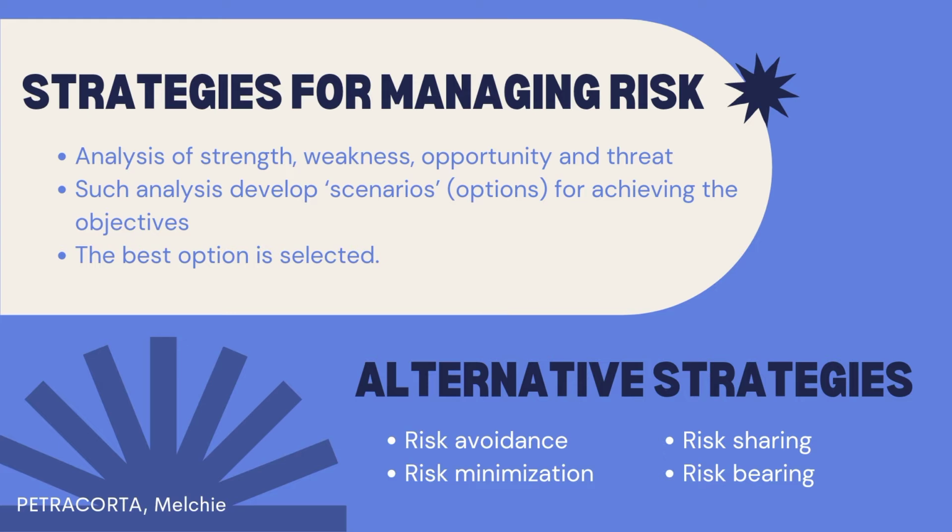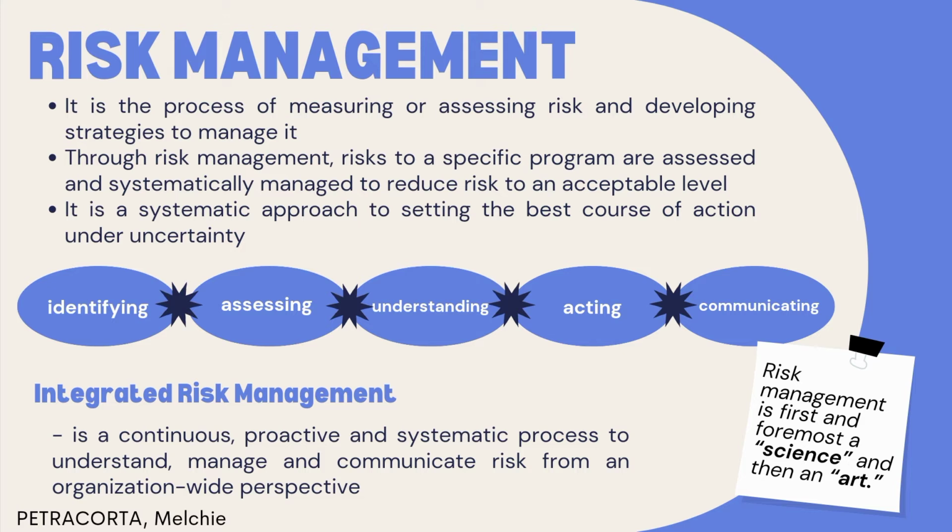So in order for companies to eliminate or reduce the impact of risk, companies must manage them. So what is risk management? Risk management is the process of measuring or assessing risk and developing strategies to manage it. It is a systematic approach in identifying, analyzing, and controlling areas or events with a potential for causing unwanted change. It is through risk management that risks to a specific program are assessed and systematically managed to reduce risk to an acceptable level. Basically, it is the act or practice of controlling risk. So, risk management is a systematic approach to setting the best course of action under uncertainty by first identifying the risk that the business is exposed to in its operating environment.